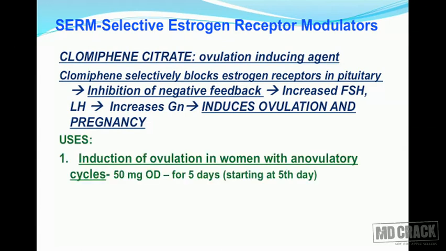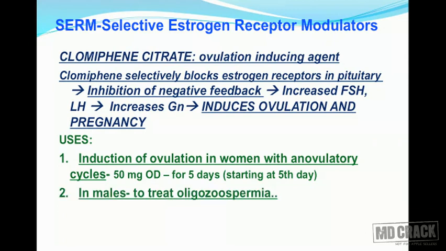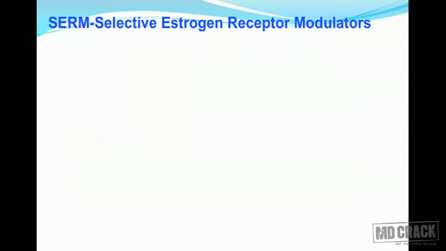It's used for induction of ovulation in women with anovulatory cycles. The usual mode of treatment is 50 milligrams every day for 5 days, starting at the 5th day of the menstrual cycle. In males, clomiphene can be used to treat oligozoospermia. So that's about clomiphene citrate.